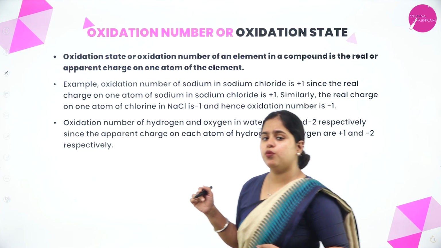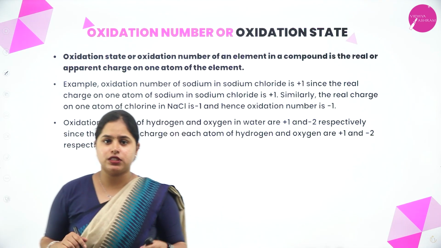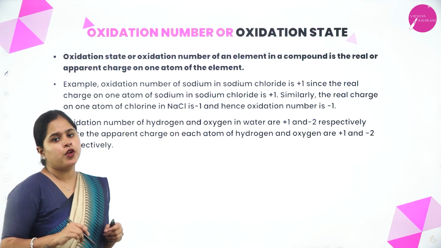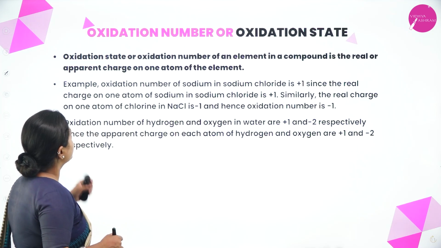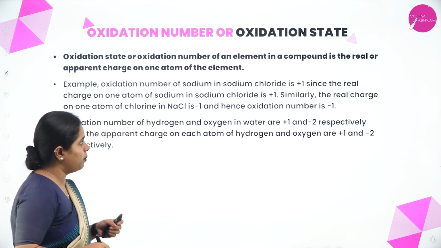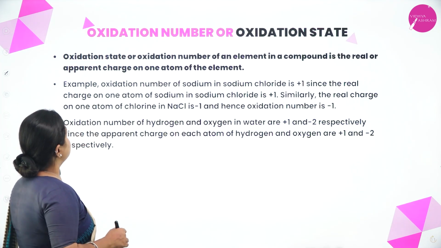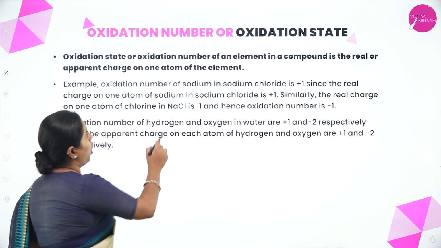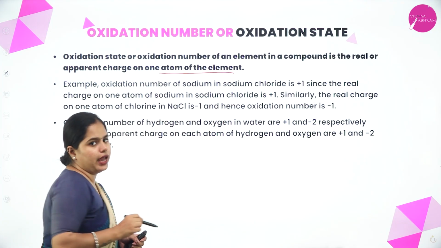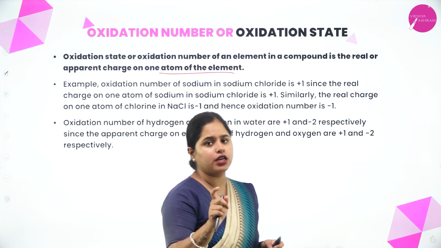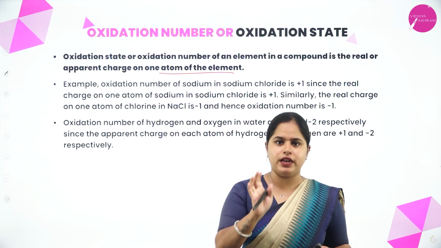So now we are going to move on to an important part of this chapter, that is oxidation number or oxidation state. Okay, so the oxidation state or oxidation number of an element in a compound is the real or apparent charge on one atom of the element. So it is the real charge or apparent charge on an atom of an element.